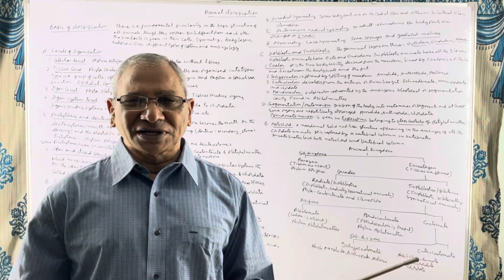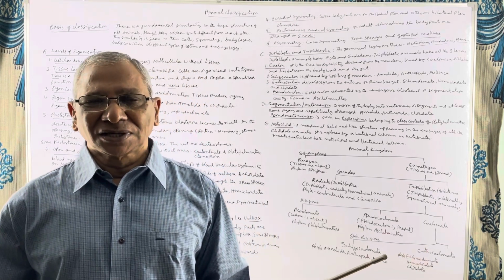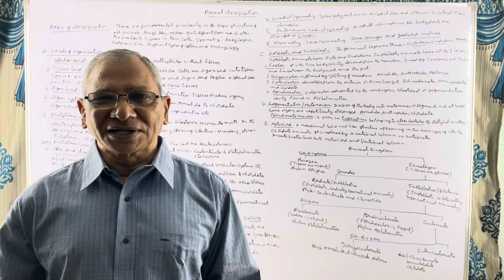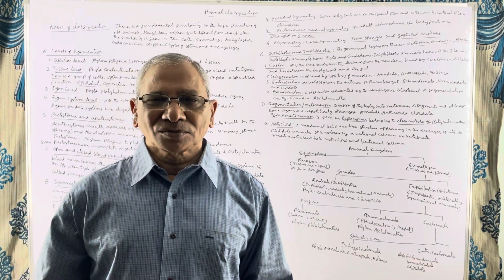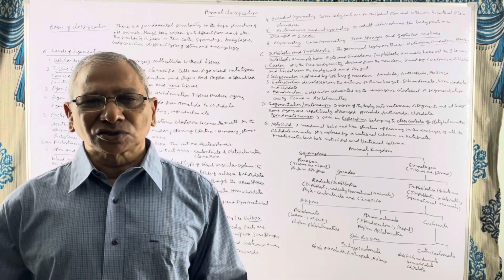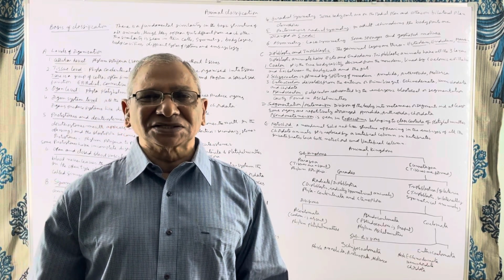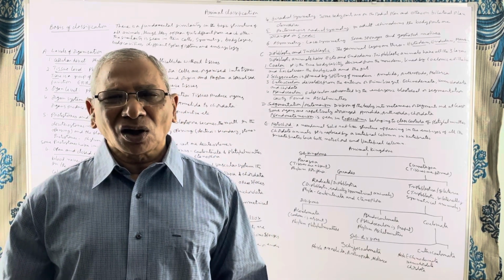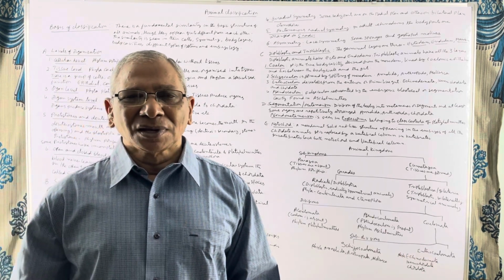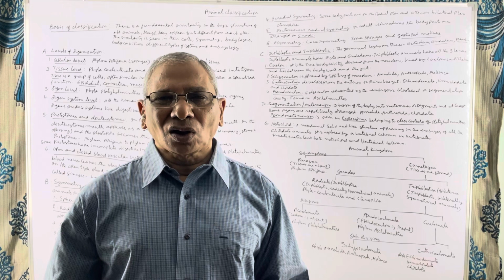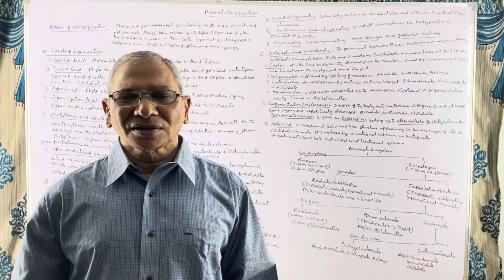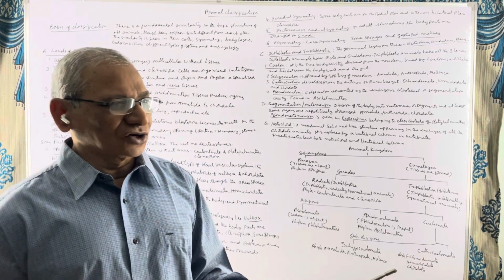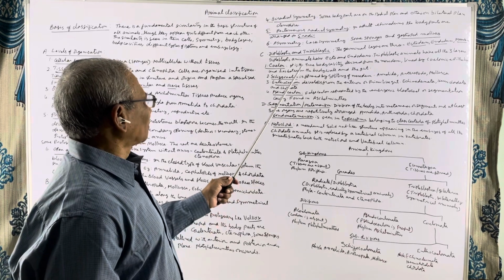If 2 germinal layers are present, they are known as diploblastic animals. For example, in phylum Coelenterata or Cnidaria and Ctenophora, only 2 germinal layers are present. So they are known as diploblastic animals. These 2 germinal layers are ectoderm and endoderm. In all other animal phyla, that is from phylum Platyhelminthes onwards, all 3 germinal layers are present and they are ectoderm, endoderm and mesoderm. In this way, animals are divided into diploblastic or triploblastic.